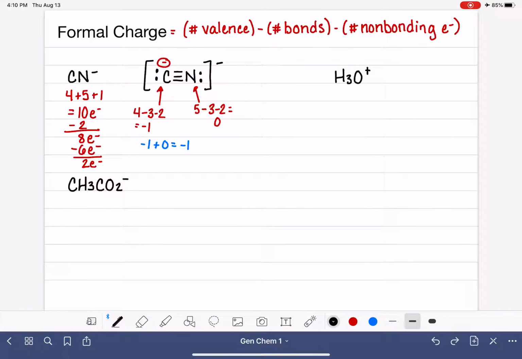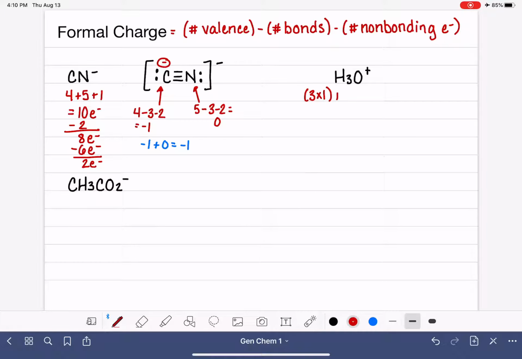And let's move on to our next example, H3O plus, hydronium. Calculating the number of valence electrons, we have 3 hydrogen atoms. Each hydrogen atom has 1 valence electron.